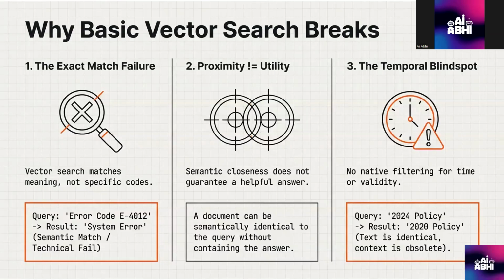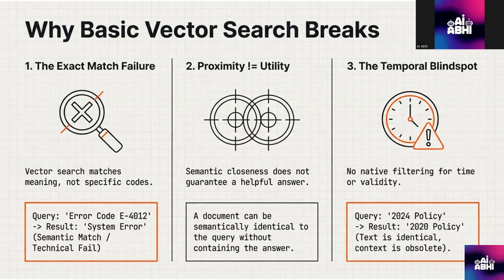So let's understand why basic vector search alone isn't enough. In a basic RAG setup, you take the user's question, turn it into embeddings, and find the closest chunks in your vector database using cosine similarity. So the top 5 chunks get sent to the LLM. Simple, right? But here's where it breaks.